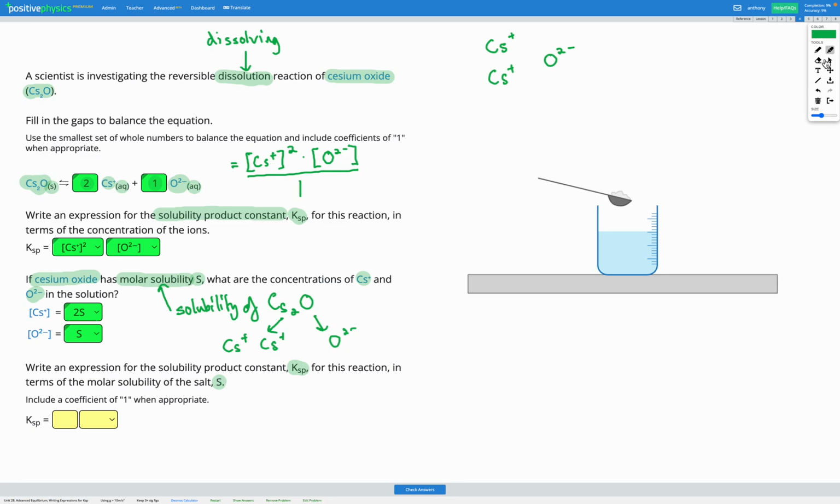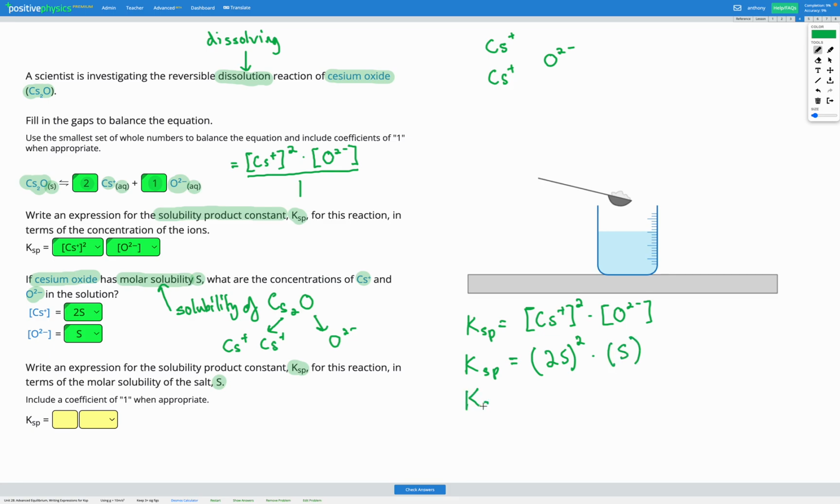So all that means is we're going to take our expressions here for the concentration of cesium and oxygen ions in terms of S and substitute those into our expression for Ksp. So our expression for Ksp was the concentration of Cs+ squared multiplied by the concentration of O2-. Now all we need to do is substitute in our expressions for the concentration of Cs+ and O2- in terms of S. So for Cs+, it's 2S, and that's squared. For O2-, it's just S.